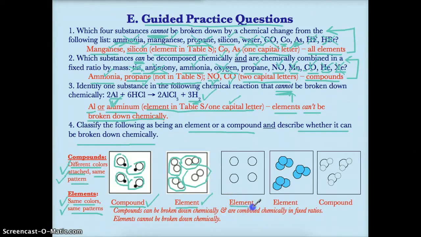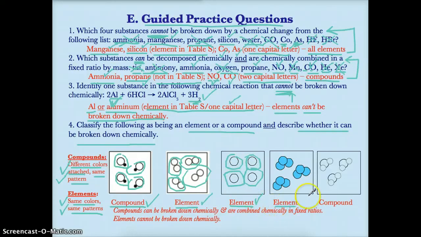And number three, we know that this is also an element, and let's see why. We have the same colors in each unit I circled. We see that we have the same color, one blue circle, and we have the same pattern, one blue singular circle. Since we have the same color, blue, and the same pattern, one blue singular circle in each unit I circled, we know that this is an element.